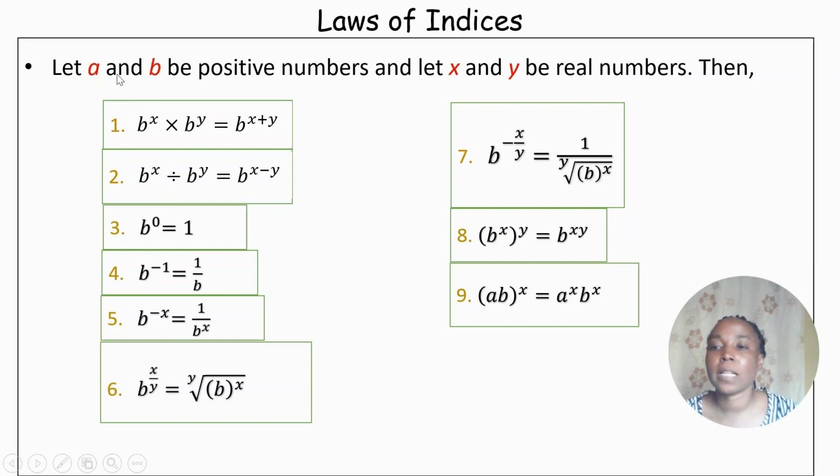Now, before we start, let's look at this instruction. Let a and b be positive numbers, and let x and y be real numbers. What we are saying here is, if a is a number and b is a positive number, then x and y could be any real number, any value that you might think of. So we are going to be looking at these examples and how they can be applied to our mathematics.